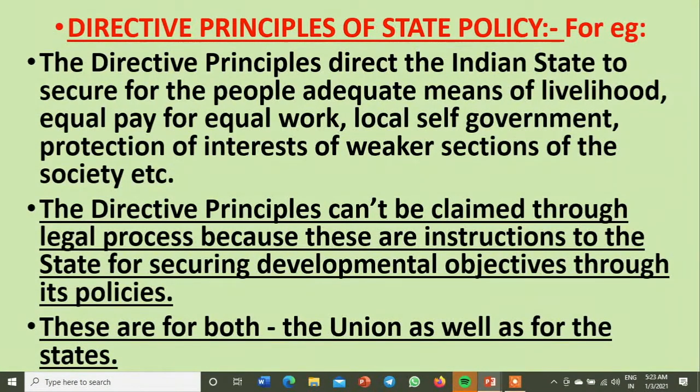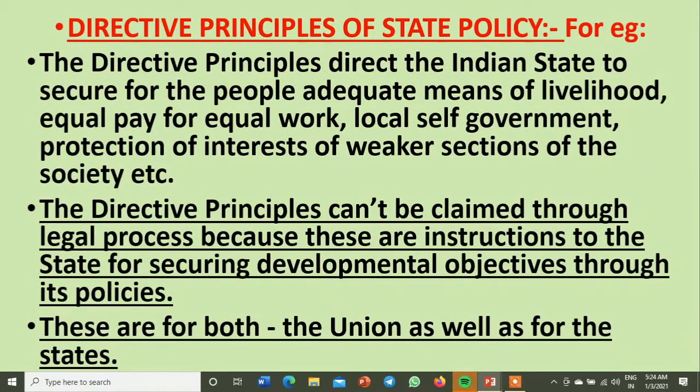So these are the directive principles of state policy. It means that these are the directions to the government to make India a welfare state, to do it for the citizens. The directive principles can't be claimed through legal process because these are instructions to the state for securing developmental objectives through its policies. These are for both the union as well as the state governments.